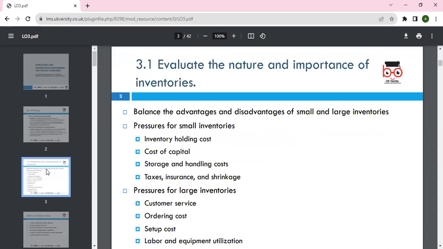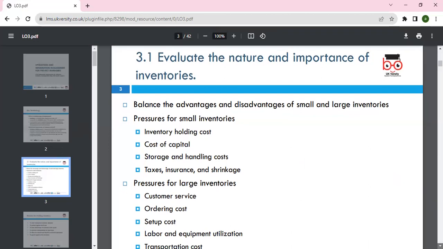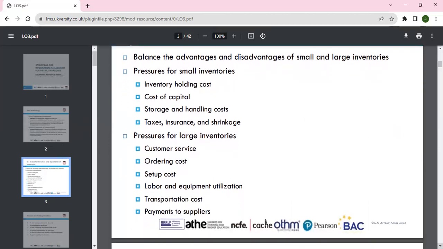Okay, so today we're looking at assessment criterion 3.1. It is to evaluate the nature and importance of inventory, and balance the advantages and disadvantages of small and large inventory. Pressures for small inventories: inventory holding costs, which need to be managed. If you have inventory in the warehouse, it costs you cost of capital, storage and handling costs, taxes, insurance, and shrinkage. Sometimes leakage and spillage can also be a cost. Pressures for large inventory: customer service, ordering costs, setup costs, labor, equipment, transportation, and payment.